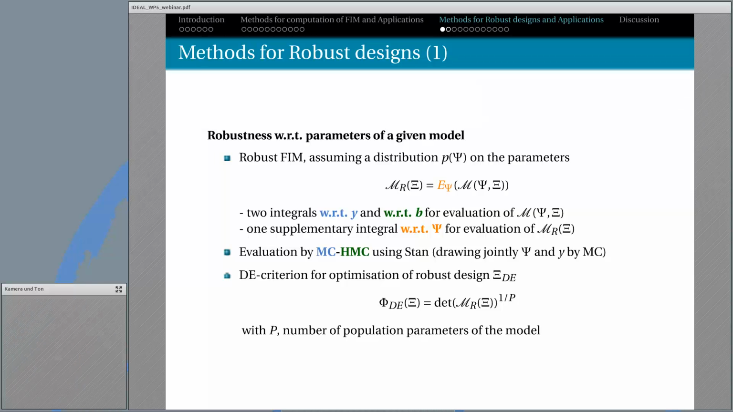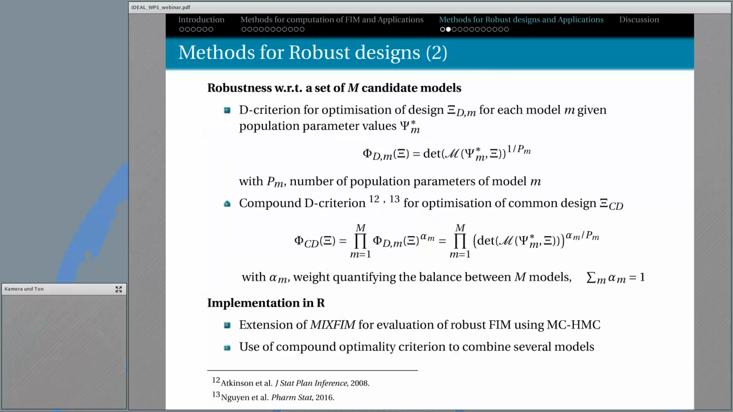Then, we can try to find the optimal robust design, and we call that the DE criterion because it's the determinant of the expected Fisher matrix, DE. And the design xi_DE is the one which maximizes this new criterion, or maximizes the determinant of this robust Fisher matrix to the power 1 over p, where p is the number of population parameters in the model. This is robust, that was robustness across parameters. We can also be robust across models. Assume that you have defined a set of M candidate models.